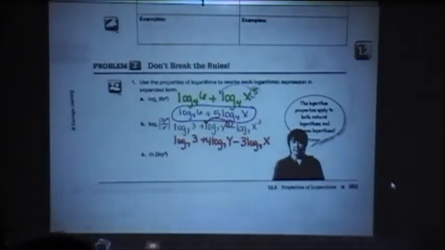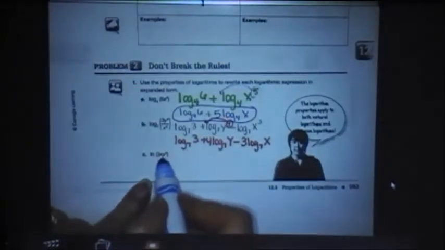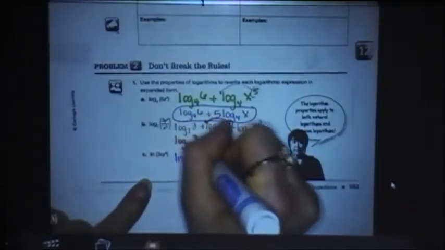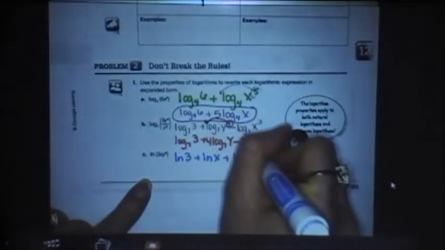Now C looks more complicated because it's natural log, but it's not any more complicated. That just means it's log base e. And in this case, so far I've done nothing to my bases. They just carry along. You don't have to do anything to them. And this is no different. You're not going to do anything to the natural log. Inside I have a 3, an x, and a y. They're all being multiplied. So there'll be 3 of them? So there'll be 3 pieces. Natural log 3 plus natural log x plus natural log y to the 3rd.